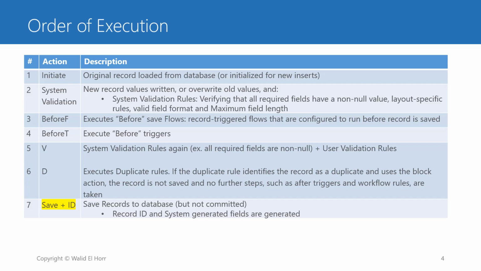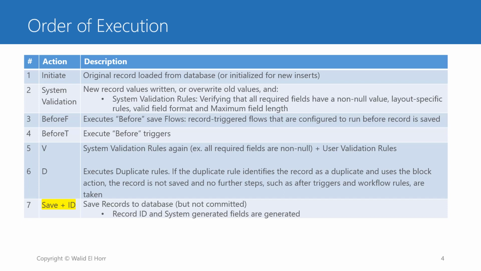Step 5 is running the system validation rules again. This is because the field values could have been changed by the before flow or by the before trigger, and this step also runs any user-defined validation rules. These are the rules created by objects in setup. Step 6 is running duplicate rules if you have them enabled. If so, they will run their check here. If a blocking rule is encountered, then the process will stop.